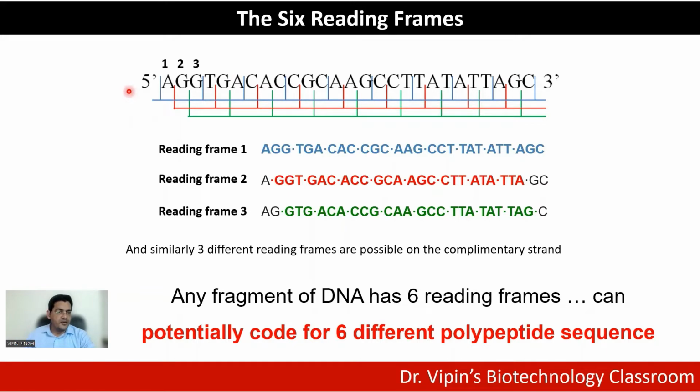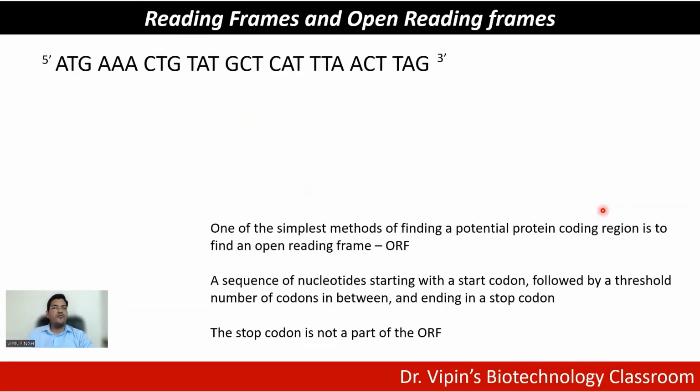You also know that the DNA is double-stranded, and you could have reading frames on both the strands. So therefore, for a given DNA sequence, there are 6 reading frames possible. So any fragment of DNA has 6 reading frames and can potentially code for 6 different polypeptide sequences. So now we pick up the concept of open reading frames.